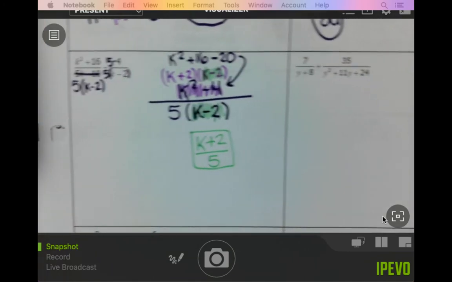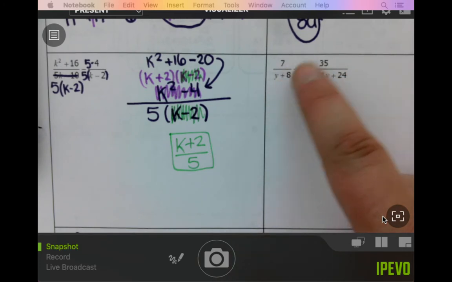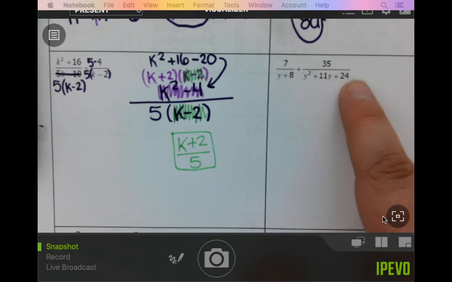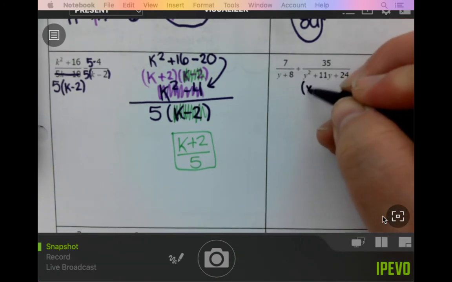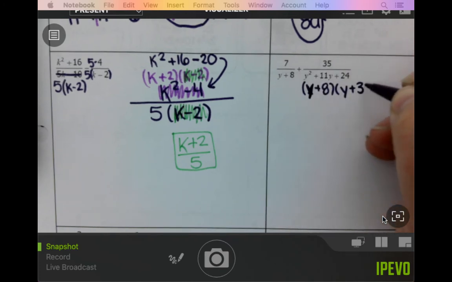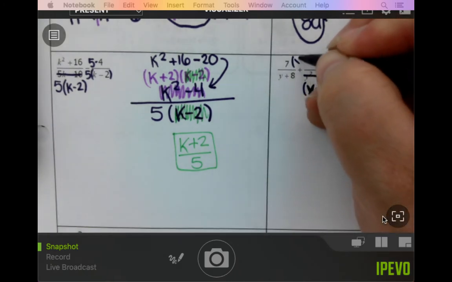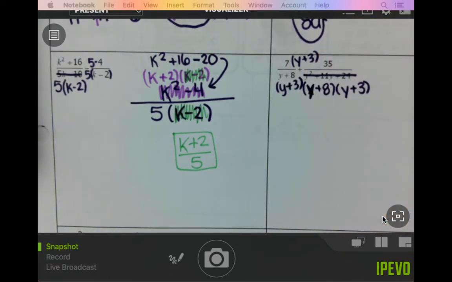If you happen to see one where they both have something like this on the bottom, this is probably going to be one of the factors of this. Because when I go to find the factors of this, I want two numbers that multiply to 24 and add to 11, which is 8 and 3. That makes the problem a little bit simpler because the only thing that the fraction on the left is missing to have a common denominator is y plus 3. And I'm putting it on the top and the bottom.